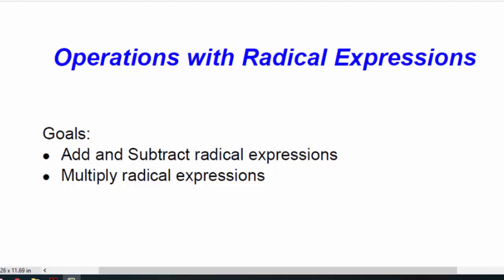Hello and welcome back. For this video, we're going to talk about operations with radical expressions. And we can see what our goals are here. We want to add and subtract radical expressions, and we want to multiply radical expressions. And radical expressions are just those expressions that have radical signs in them, like square roots.